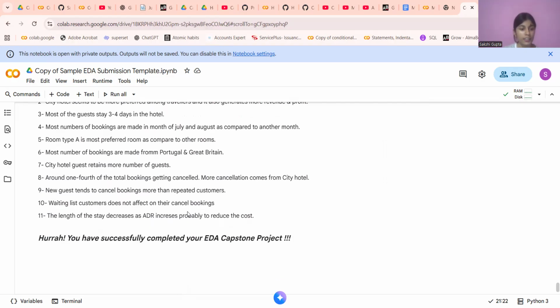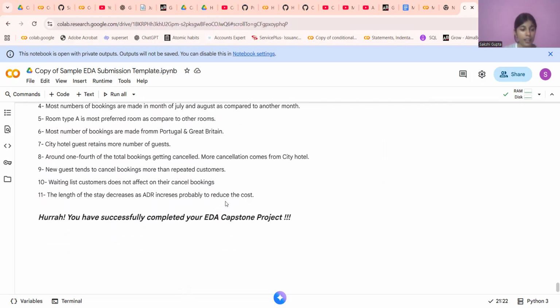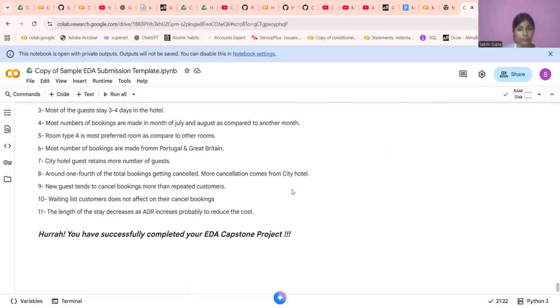Seventh, city hotel guests return in greater numbers. Eighth, around one-fourth of the total bookings get cancelled. More cancellations come from city hotels. Ninth, new guests tend to cancel bookings more than repeat customers. 10th, waiting list customers do not affect their cancelled bookings. And the last, 11th, is that the length of stay decreases as ADR increases, probably to reduce the cost. Thank you.